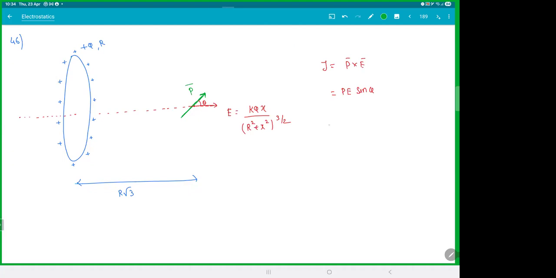So what do we do? See, you can't get the force directly by this thing, but you can get it from something here. What is potential energy? Minus P bar dot E bar. So potential energy is minus PE, which is KQX by (R squared plus X squared) whole power 3/2 times cos theta. This is your potential energy. And we know from the work-energy relation, force is minus dU by dr. In this case, minus dU by dx. So you can get the potential energy and differentiate it.